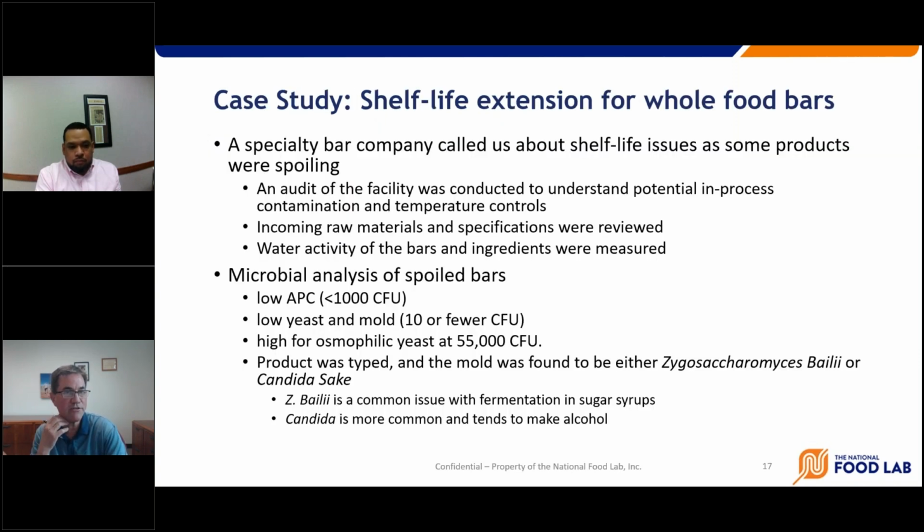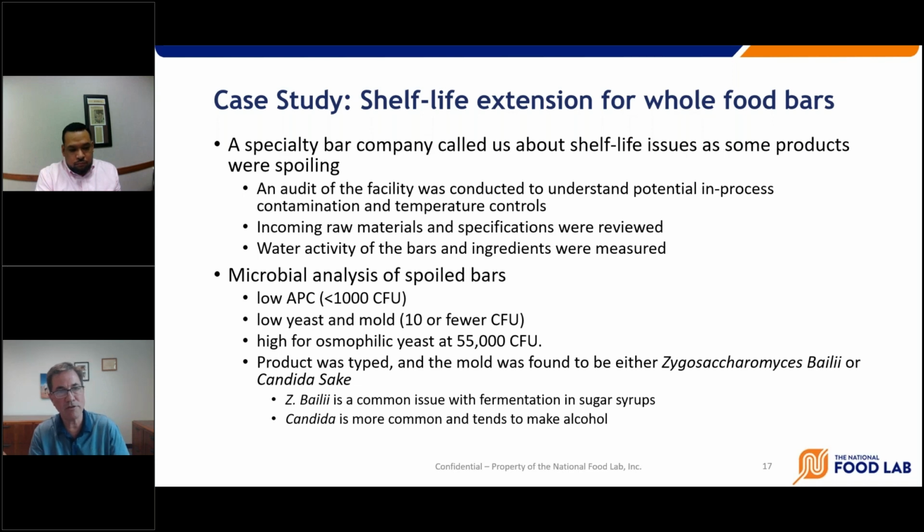So in this case, Specialty Bar Company came to us. They're shipping product to Japan, and the product was going moldy over time. So however long it took on the container ship to get there, when it would arrive, you could open the containers, open the packages, and they'd be covered in mold.